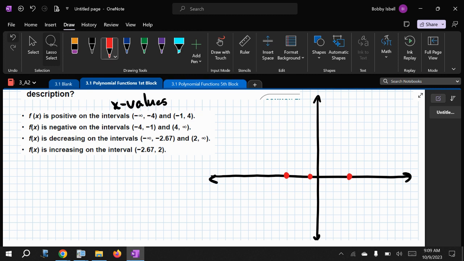Because f of x is negative from negative 4 to negative 1, negative 2.67 is between those two, right? So we know the y value has to be somewhere in quadrant 3. It doesn't matter where as long as it's somewhere in quadrant 3. So I'm just going to put that negative 2.67, I'm going to put me a dot maybe down here. That's good enough. If you wanted to go further down into quadrant 3, you could. That wouldn't be wrong.